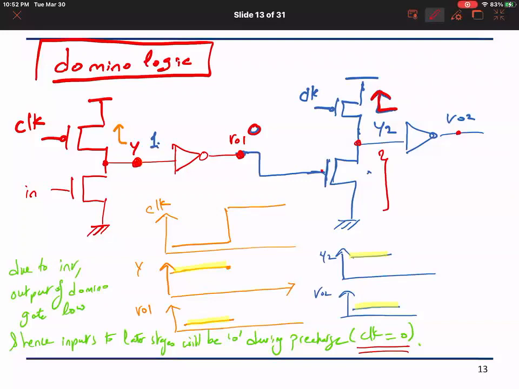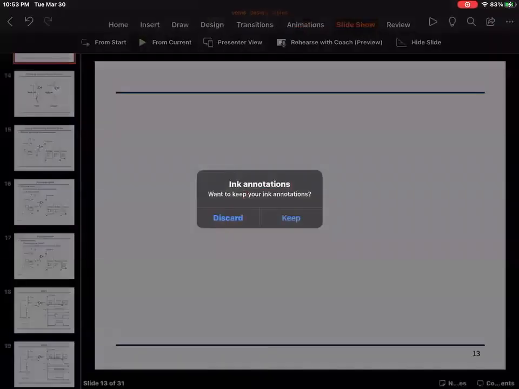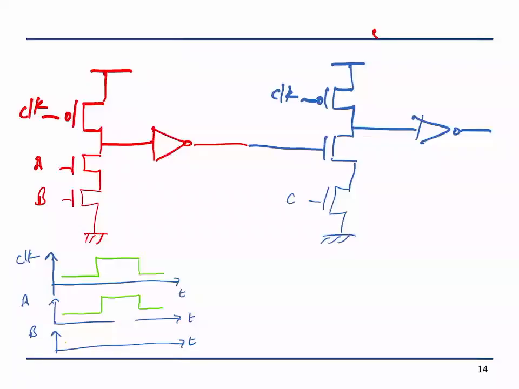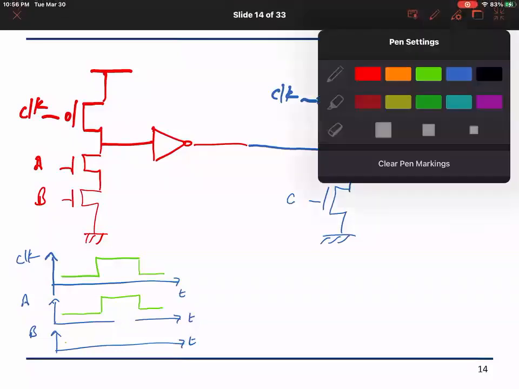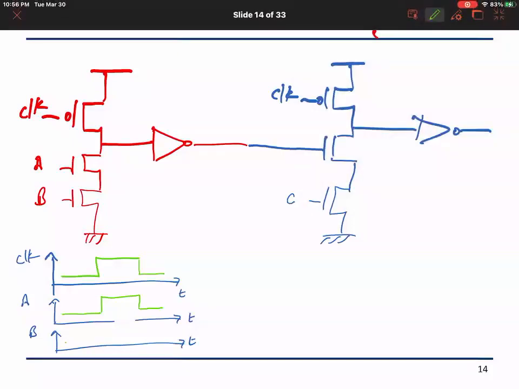Another property is that this now prevents any contention, and also what happens when the devices turn on during the evaluate phase. Let's see. Okay, so now let us assume that my input satisfies that it is low during the low clock and it only possibly rises during the high clock.